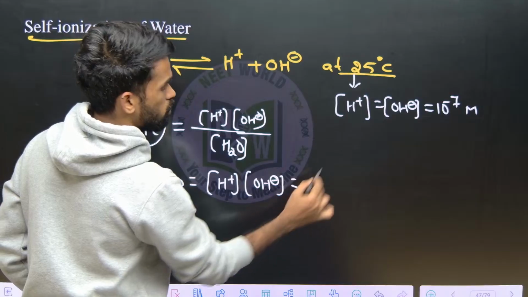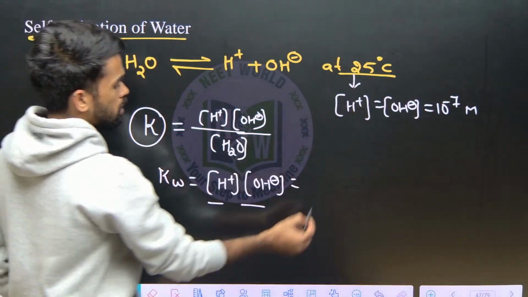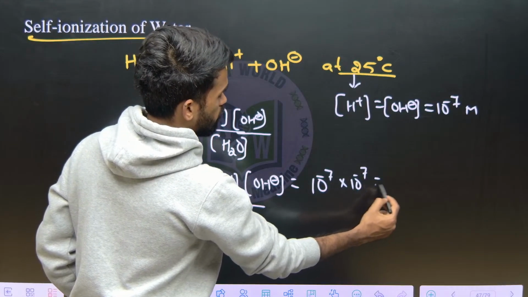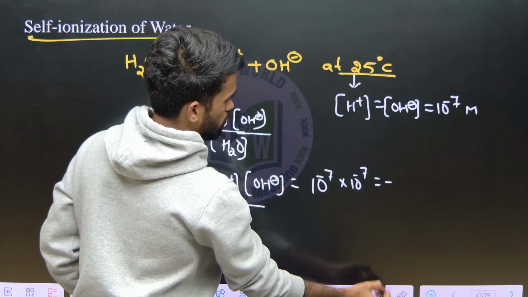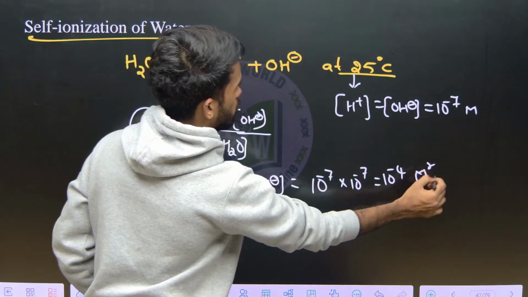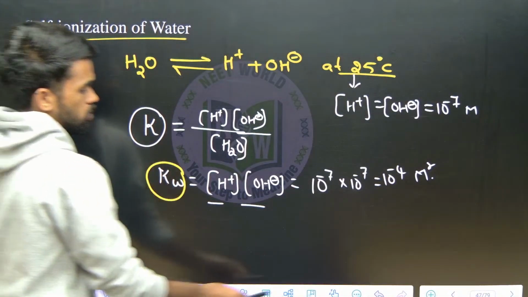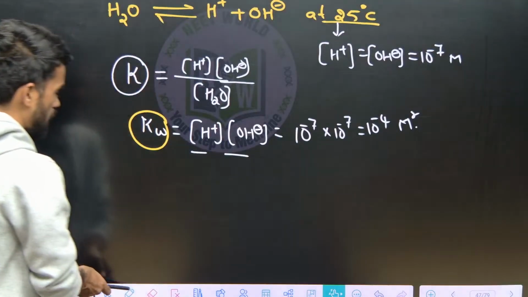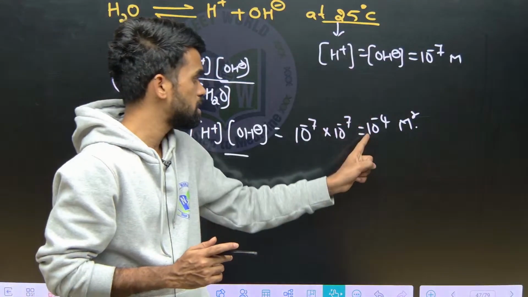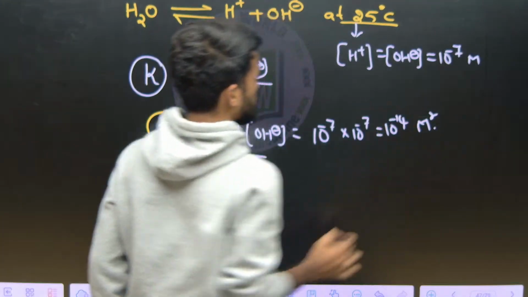Okay, and what we know, the concentration of H plus and OH minus ions are equal, that is 10 power minus 7 into 10 power minus 7, that is 10 power minus 14, in molar square. Okay, that's it. This is the Kw value. So what does Kw mean? The ionic product of water is how much? At 25 degrees Celsius it is 10 power minus 14.